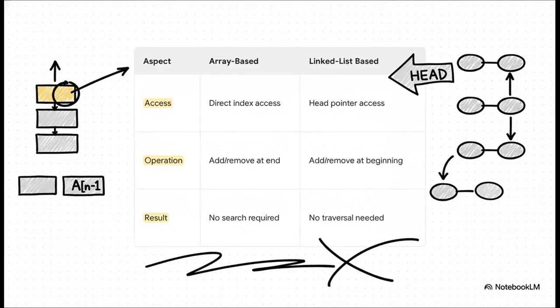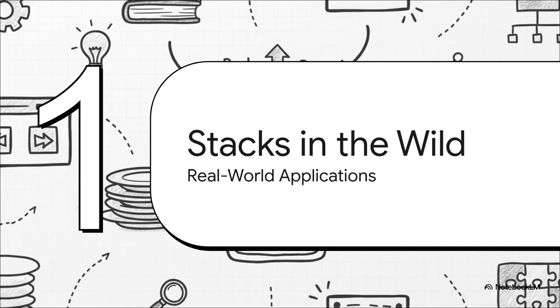It's all because we only ever care about one single spot: the top. Whether you build a stack with an array or a linked list, the computer always knows exactly where that top element is. It doesn't have to go searching through the entire collection to find it. And if you don't have to search, the action is immediate. It's that simple.